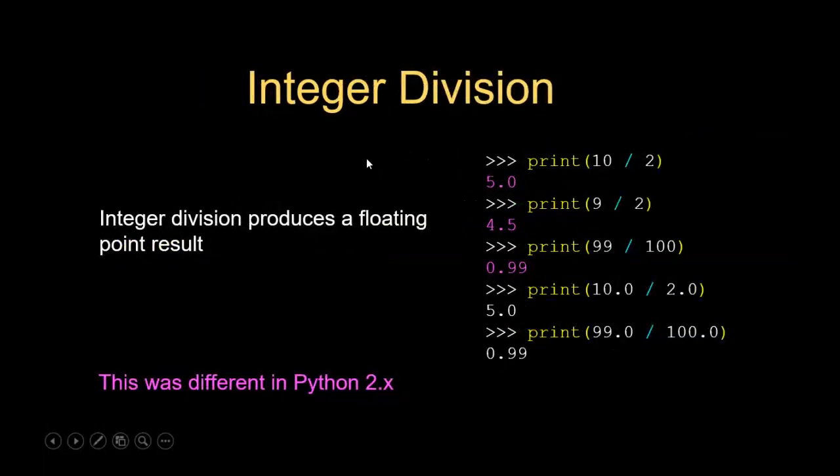Right, integer division, which I touched on before. Just letting you know that any division always results in a floating point number, or a float. So 10 divided by 2 comes out as 5.0. 9 divided by 2 would always be 4.5. 99 over 100 would be 0.99. Dividing two floating points comes out in a floating point. Dividing anything comes up in a float.